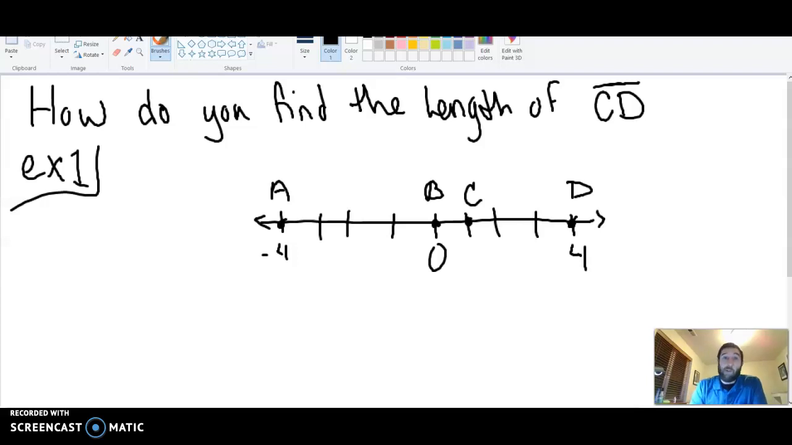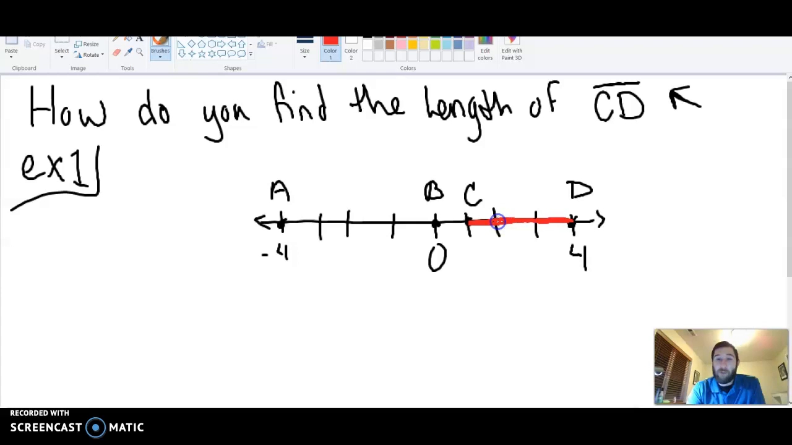Well, hello. We're here to investigate finding the lengths of lines. And so we're asked to find the length of line CD. Now, the important part here is that there are no arrows on CD, right? And so we're looking to find the length of the line that is a line segment from here to here.